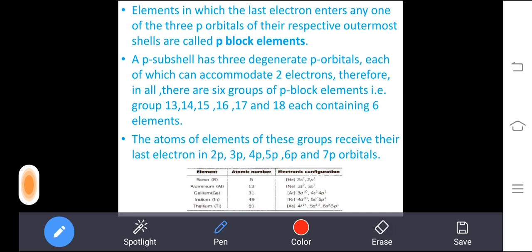Each group of the p block elements contains 6 elements. In group 13, 6; group 14, 6; like that. Here is one example: boron, aluminum, gallium, indium, thallium, nihonium, which is not mentioned here.